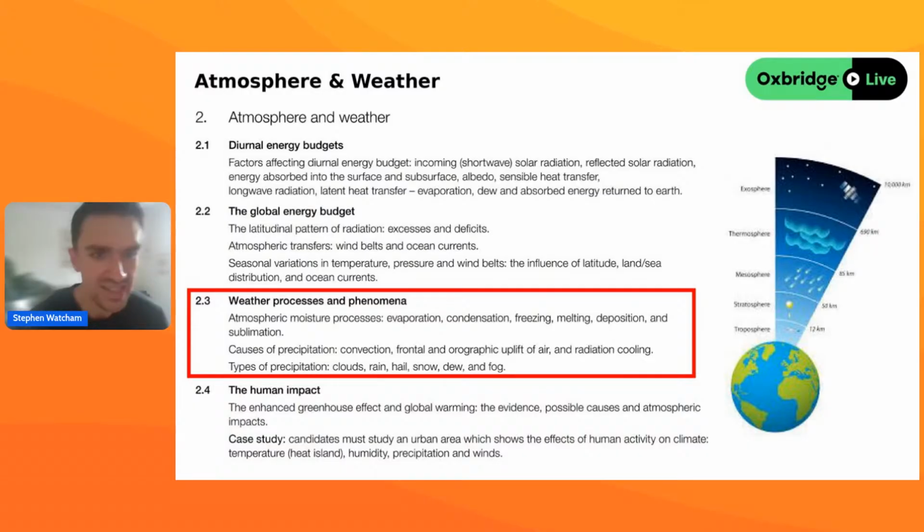Fantastic. Right. That is the worst of the bulk of the topic out of the way. The rest of the topic, I think, is slightly nicer in what it asks of you, especially 2.4, which is really much better. 2.3 here, though, before we get there, is looking essentially at types of precipitation and moisture within the atmosphere. So this is all about water. It looks at what processes occur, what causes precipitation, and the types of precipitation that we can get.